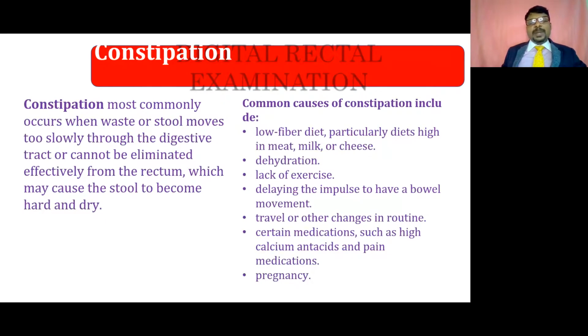So what are the common causative factors for constipation? Especially a low fiber diet, particularly a diet with meat, milk and cheese. This is a healthy diet actually. This is a protein diet. But along with the protein, if they take a fiber diet, it will be good, and it is also easy to pass the waste material from the rectum and anus. If they take only meat and milk products, with no fiber, the passage of fecal material is very difficult.